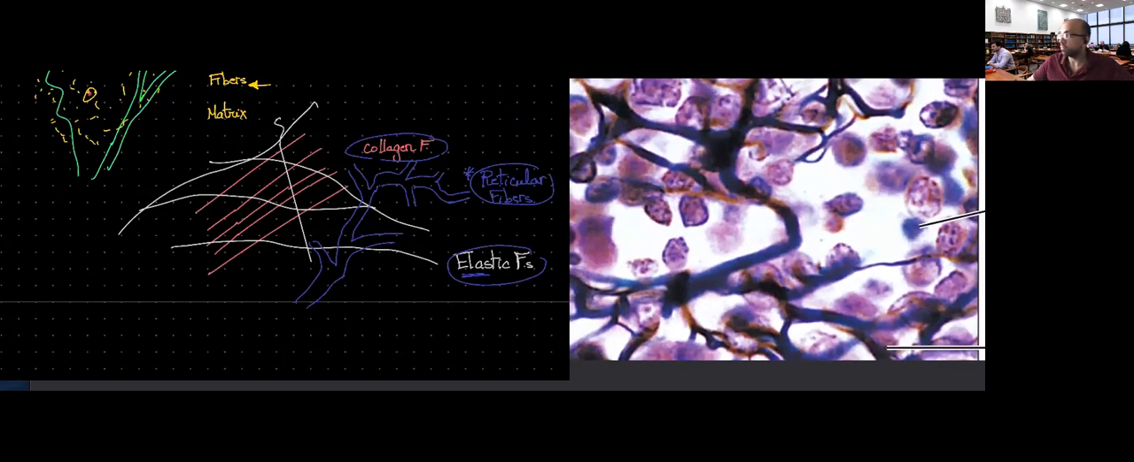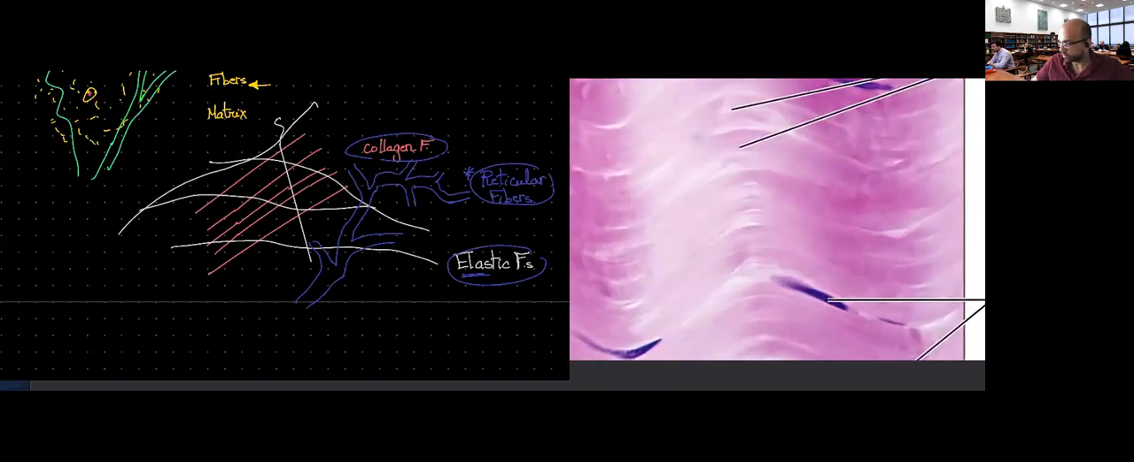What about this one? See this fiber? Please answer this as number 3 for today's in-class activity. Is this a thick bundle of fibers? Is it a thin, darkly stained long fiber, elastic, or is it branching, reticular? Reticular, exactly. Reticular fibers.